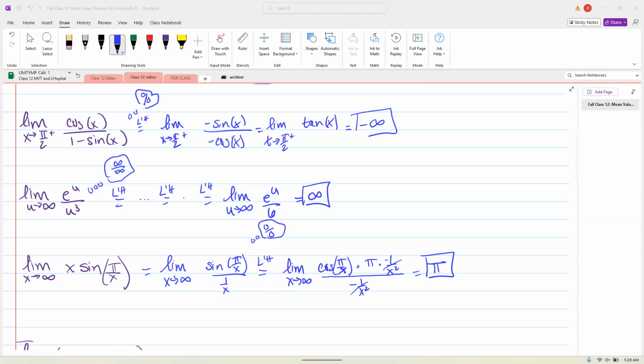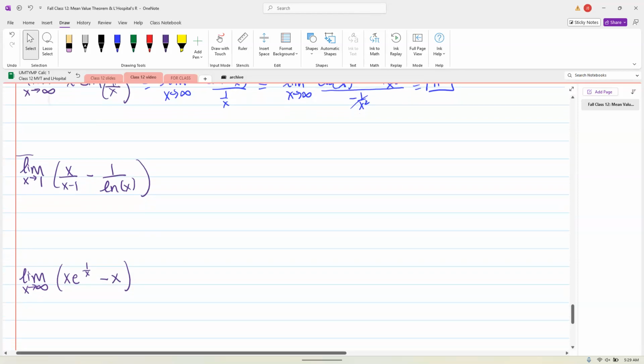And the last one, the idea was you had to figure out what the quotient was. You just had to learn to rewrite it into something that had a quotient, and when you did that, it was sine of pi over x, all over 1 over x. Then L'Hopital's rule gives you something that evaluates nicely to pi. So those are all more quote-unquote standard type exercises. The next batch get a little bit more complicated.